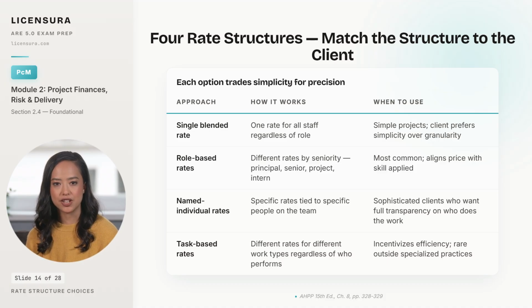Task-based rates are rare in general practice. A different rate for design hours versus production hours versus construction administration, because it requires the firm to track work type alongside hours. It can incentivize efficiency, but the bookkeeping overhead is significant. Whatever structure you choose, the place hourly fees get destroyed is in the cap clause. Let me show you the 5 traps.